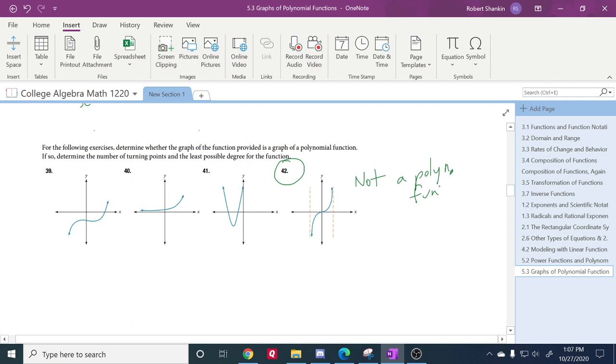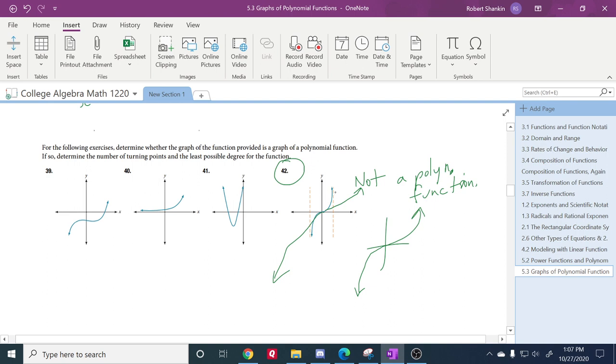Polynomial functions, if it was going to the right like this, would have to go infinitely far to the right and infinitely far to the left, or something like this. We could have a third degree polynomial function, which looks kind of like this. But they do go infinitely far to the right. They don't have a barrier that you can't get beyond.